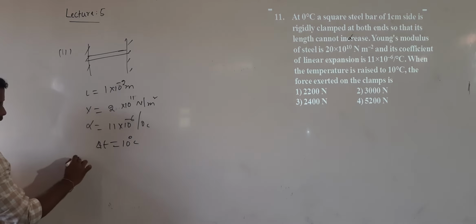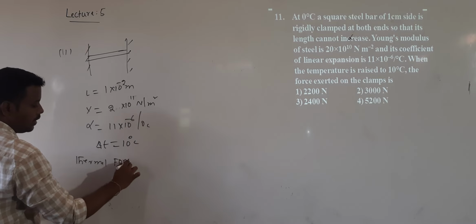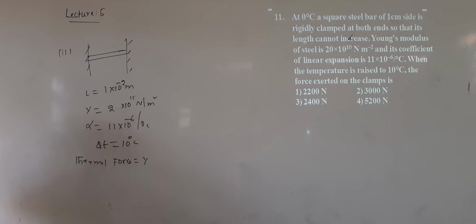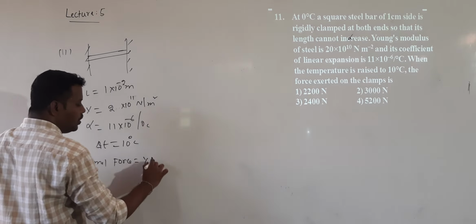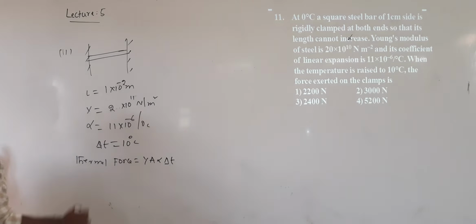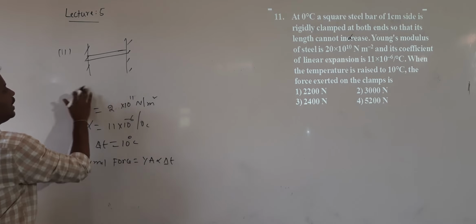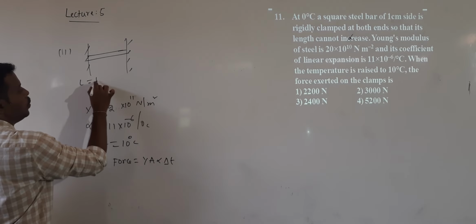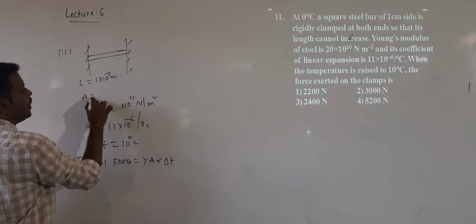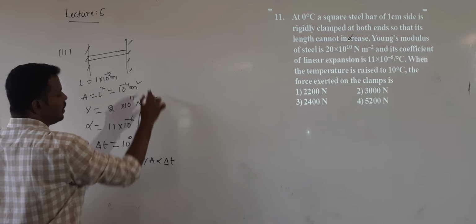They are asking us to calculate the thermal force. What is the thermal force formula? Thermal force equals Y into A into alpha into delta T. Correct? What is the area of cross section here? The length value is given as 1 into 10 power minus 2 meters. The square area formula is L square, which is 10 power of minus 4 meters square.